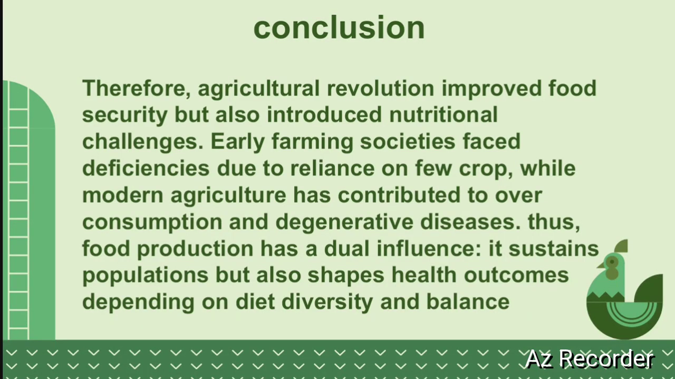Therefore, in conclusion, the agricultural revolution improved food security but also introduced nutritional challenges. Early farming societies faced deficiencies due to reliance on few crops, while modern agriculture has contributed to overconsumption and degenerative diseases. Thus, food production has a dual influence. It sustains the populations but also shapes health outcomes depending on dietary diversity and balance.